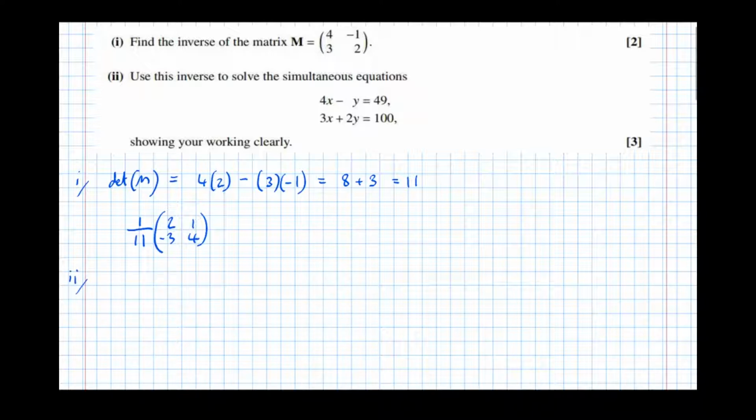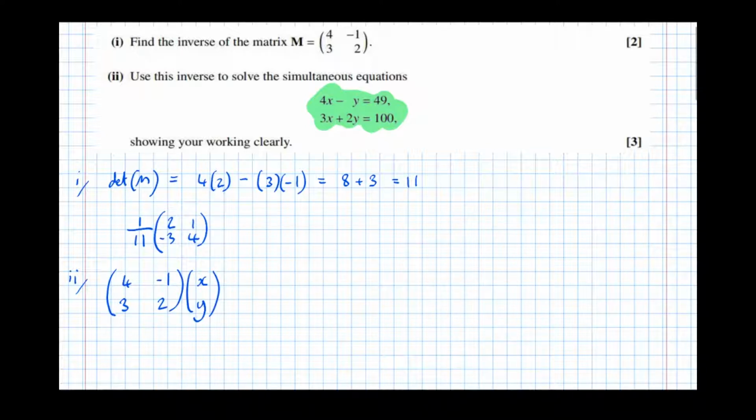Part 2, use this inverse to solve the simultaneous equations 4x minus y equals 49 and 3x plus 2y equals 100. So this here can be used to make a matrix equation. We're going to try and formulate those simultaneous equations in matrices. So the first column is going to be my x coefficients, 4, 3. And the second column is going to be my y coefficients, minus 1 and 2. And I'm going to propose that if we multiply that by xy, we get those simultaneous equations.